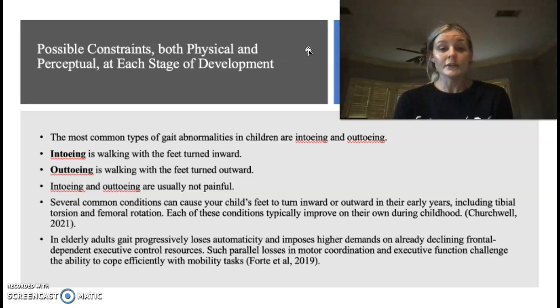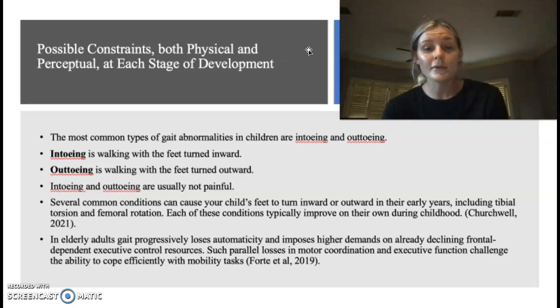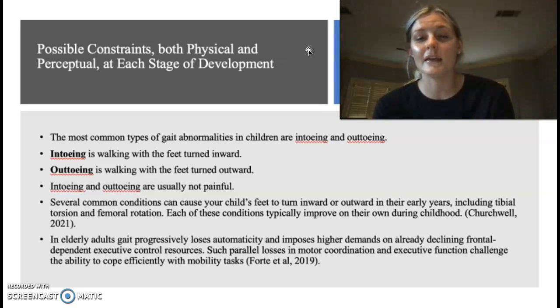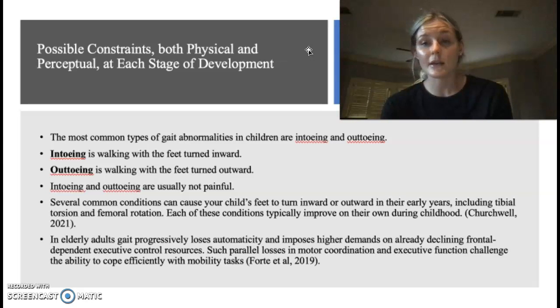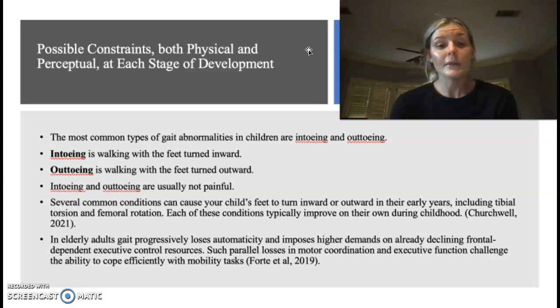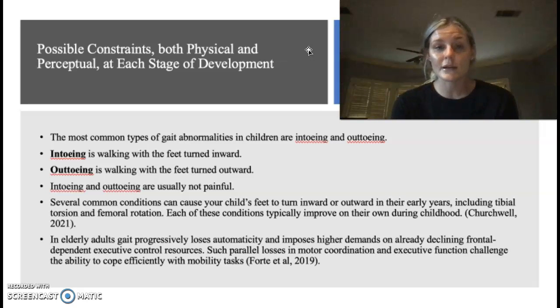In elderly adult gait, walking progressively loses automaticity and imposes higher demands on already declining frontal dependent executive control resources. These parallel losses in motor coordination and executive function challenge the ability to cope effectively with mobility tasks. And so that is something that will affect the elderly gait process.